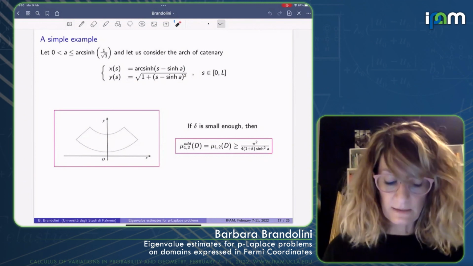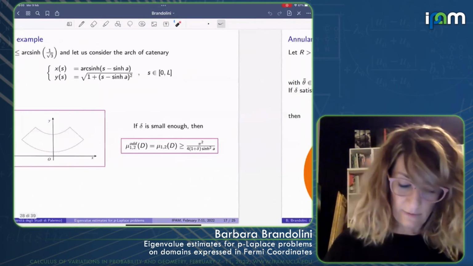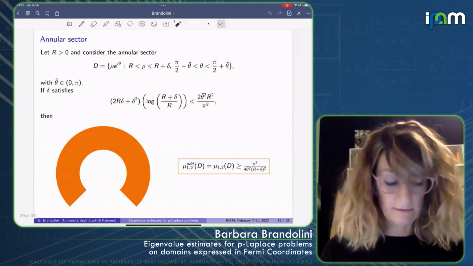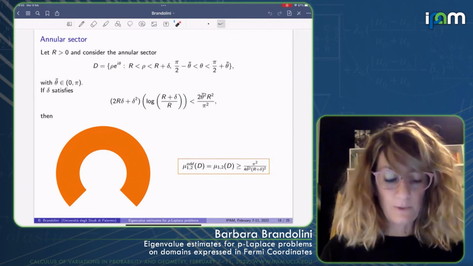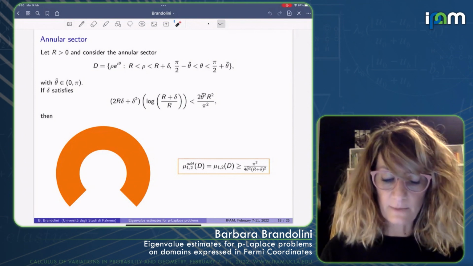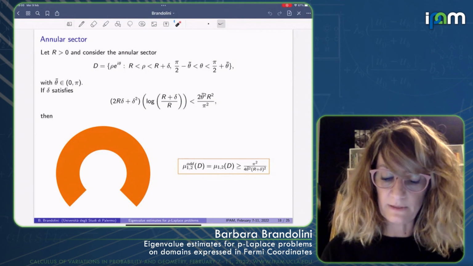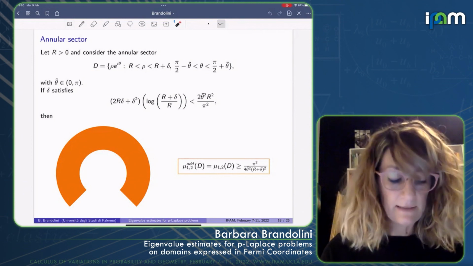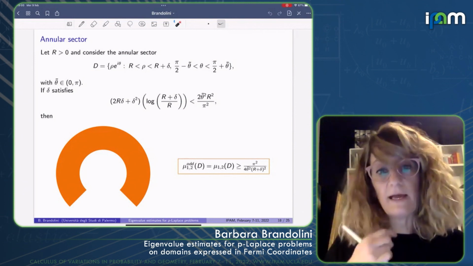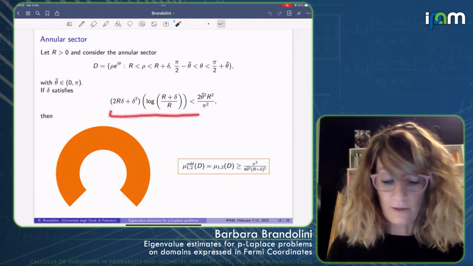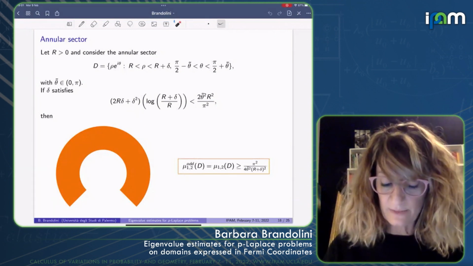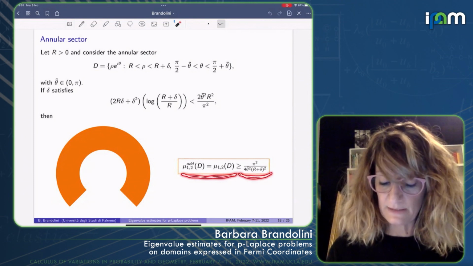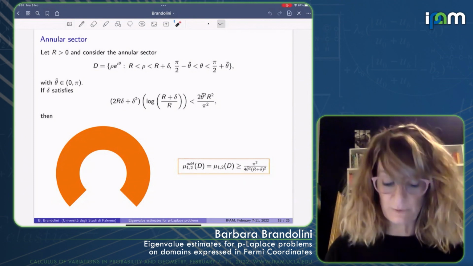An analogous example is the following one. We can construct an annular sector with radii r and r plus delta, with theta between pi over 2 minus theta tilde and pi over 2 plus theta tilde. And again, if delta is small enough, and we have explicitly how small delta has to be, then we have that μ1 has a corresponding eigenfunction which is symmetric with respect to the vertical axis and is greater or equal than this explicit number, where we make no use of the Bessel functions.